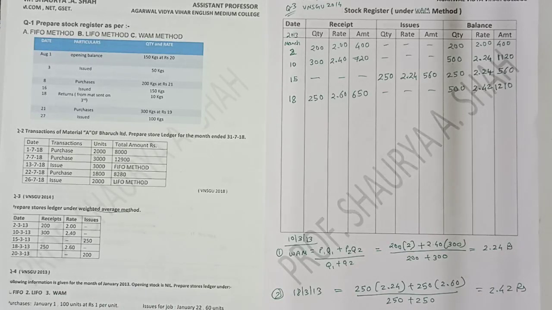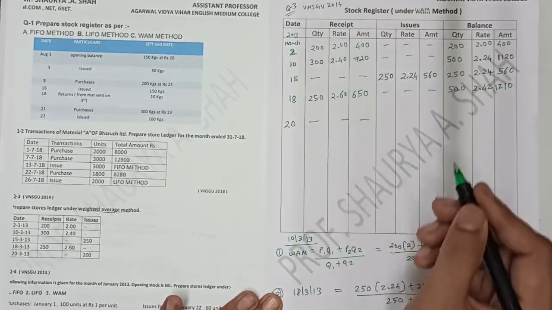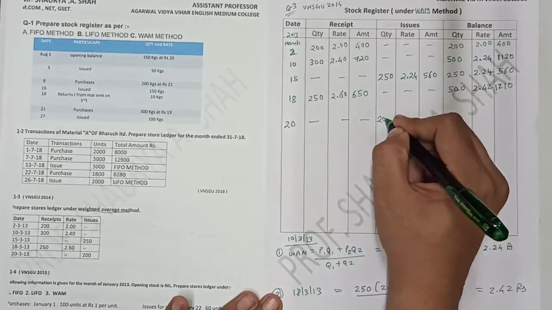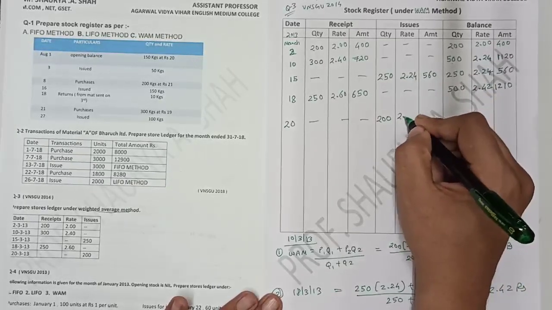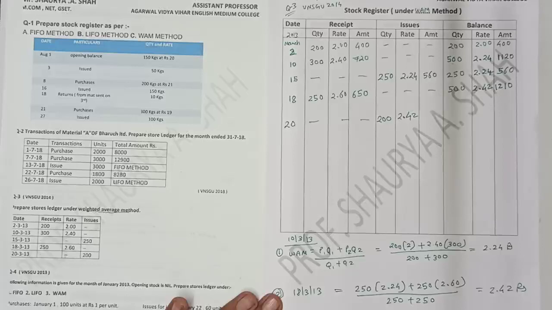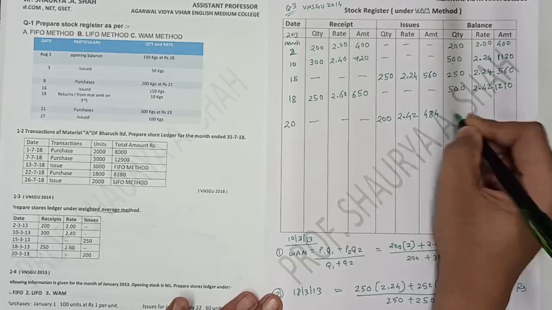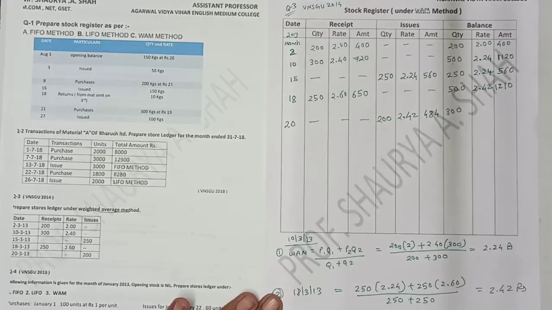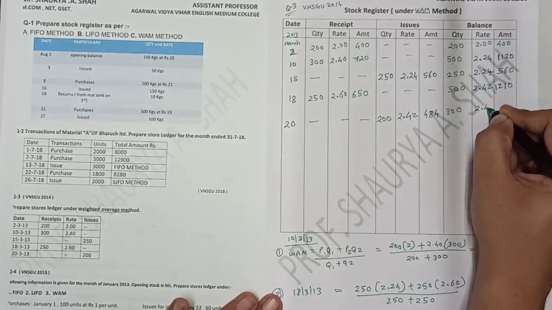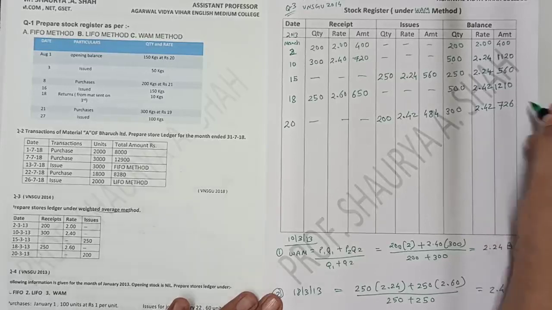And the last thing which they have told, they have issued 200. On the date of 20th March, issues how much? 200. What will be the price? It will be from this price, right? Because out of 400 you are issuing 200. So 2.42. So 200 into 2.42 gives me the answer of 484, right? So how much am I left with, students? 500 minus 200, that is 300. Rate as it is will remain the same, 2.42. So 300 into 2.42 gives me the answer of 726.